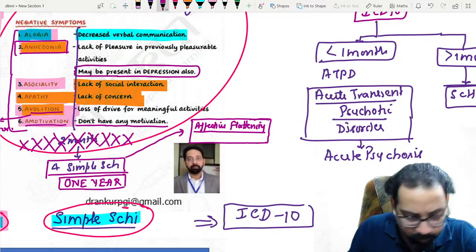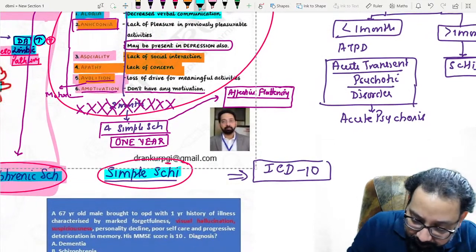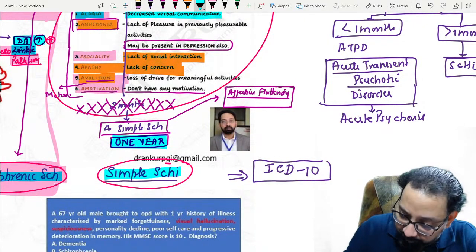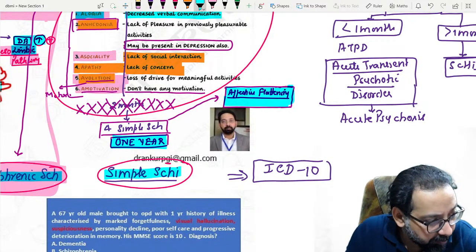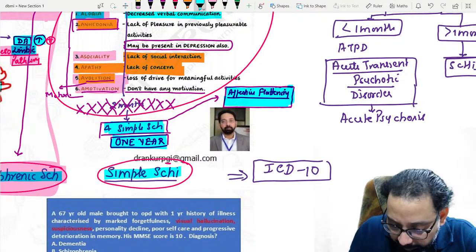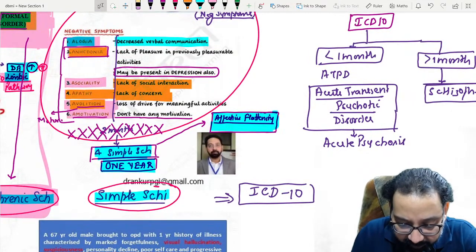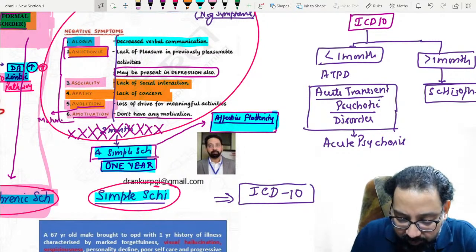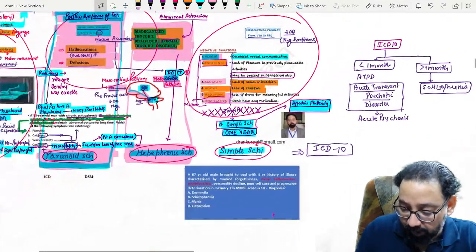So, did you understand this? So 2 points. One thing, 1 year. Second thing, they will give at least a few points which will suggest it. There are so many questions in the market, but many times you can easily differentiate negative symptoms from depression when they give avolition, apathy, asociality, alogia. But even if you can't differentiate, they will give you a point, just like affective flattening.